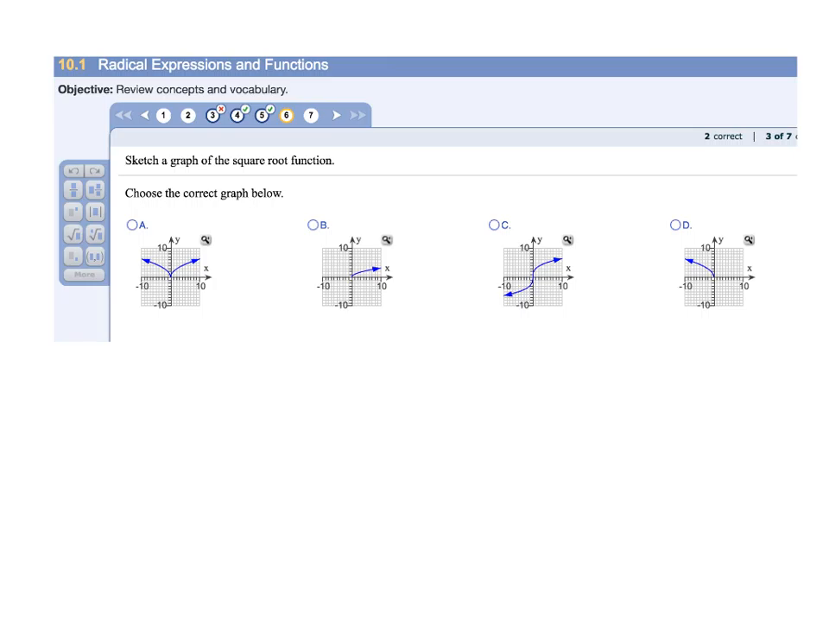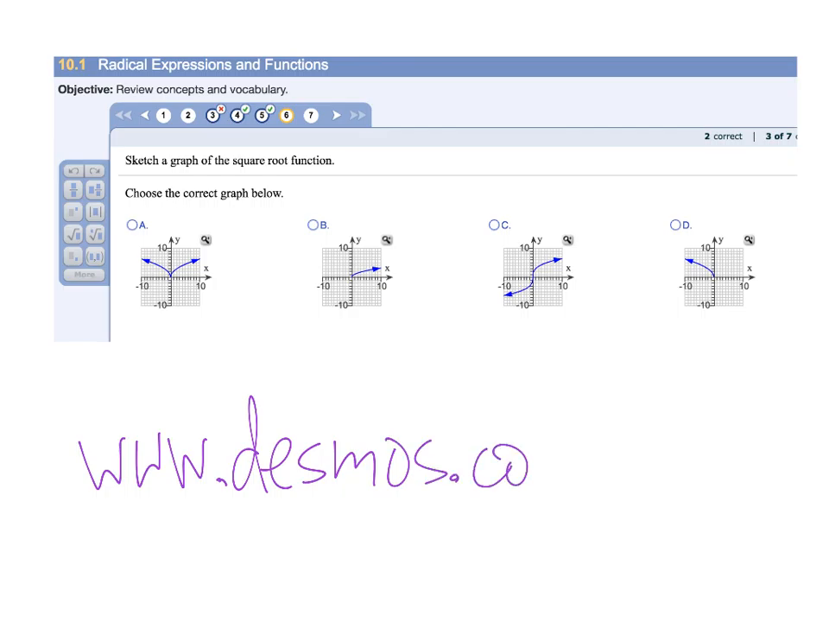So this is asking us to sketch a graph of the square root function. Well, I'm going to recommend you just go to Desmos, www.desmos.com, and when you do that, and you type in the equation y is equal to the square root of x, you're going to get this beautiful graph. Now you'll notice it's only the positive values right here. It's only this right here.